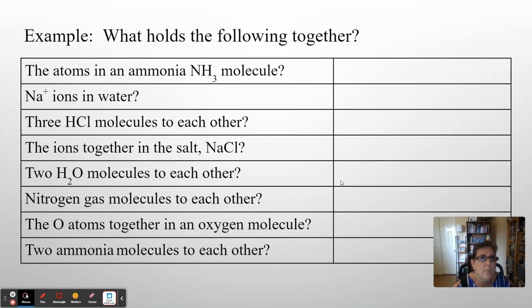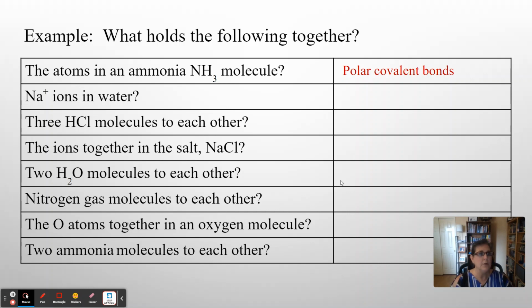All right, let's give this a try. Number 1, what holds atoms in an ammonia molecule together? Atoms. What holds atoms together? That would be a bond, right? So we need what holds N to H bonds together, NH bonds. Well, that's not a metal in there, so it's not an ionic bond. It must be a covalent bond. And we have N bonded to H. Those are 2 different nonmetals. So that would be a polar covalent bond.